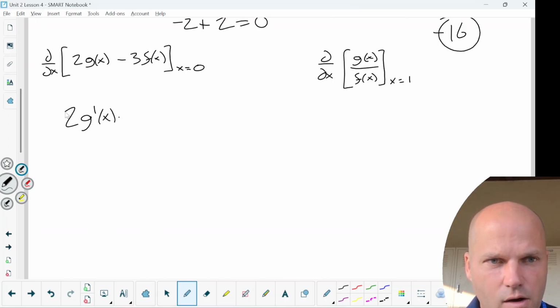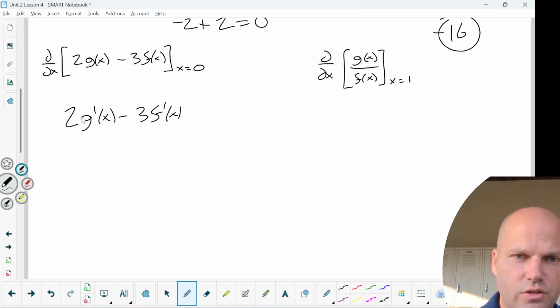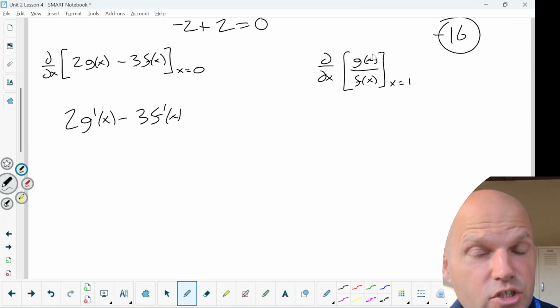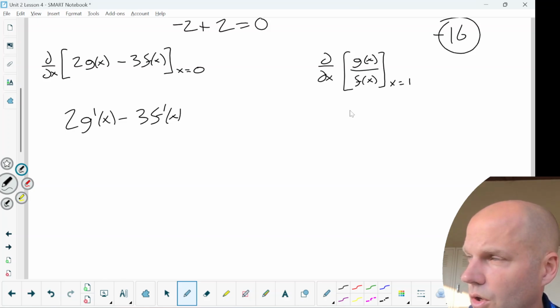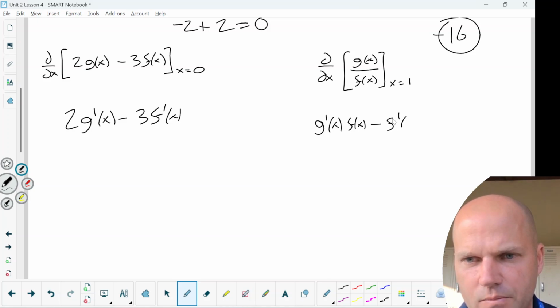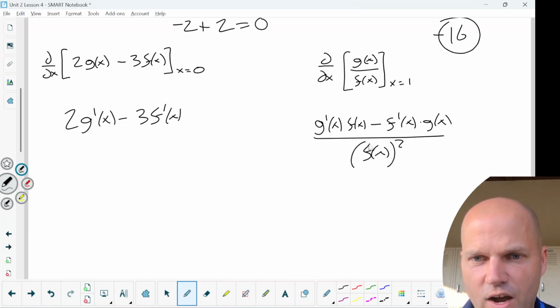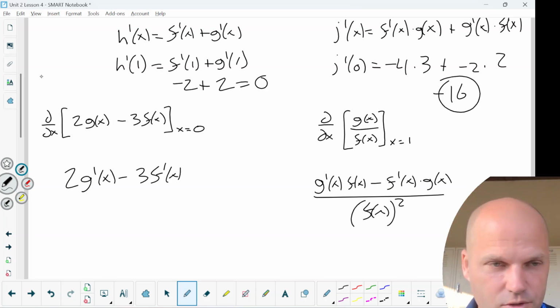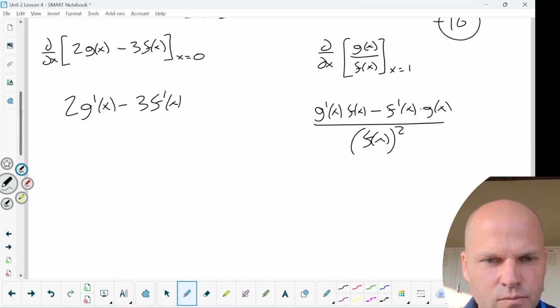Constants stick around. So don't freak out if you see 2g. You'd say 2 sticks around. I just have the slope of g times 2 and the slope of f times 3. And we're going to go into our table and find that information. Just because you see a quotient doesn't mean just slopes of the top divided by the slopes of the bottom. You have to use the quotient rule. Slopes of the top times the bottom minus the slopes of the bottom times the top, all over the bottom squared. Then you have to find all of these values from your table, plug them in, do some arithmetic. And it's really the arithmetic that students mess up on. So practice your arithmetic. Okay?